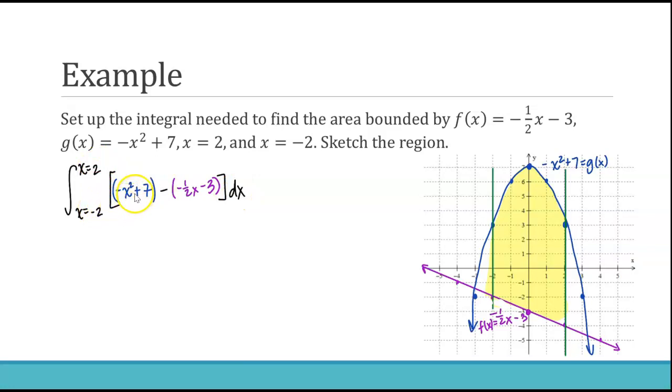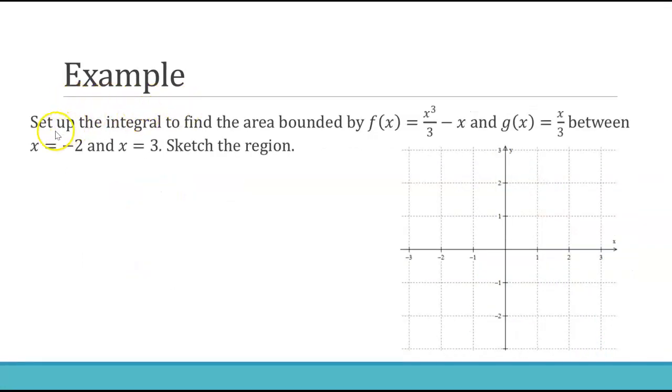The other thing that I want to mention is that because these functions had different names, so this function was f of x and this function is named g of x, we could have had a little bit of a shortcut here, and we could have actually written this kind of nicely as the g of x function minus the f of x function, still with dx. But in terms of a setup, that would have been perfectly fine because these functions have two different names. So we can just use the name of the top function minus the bottom function.